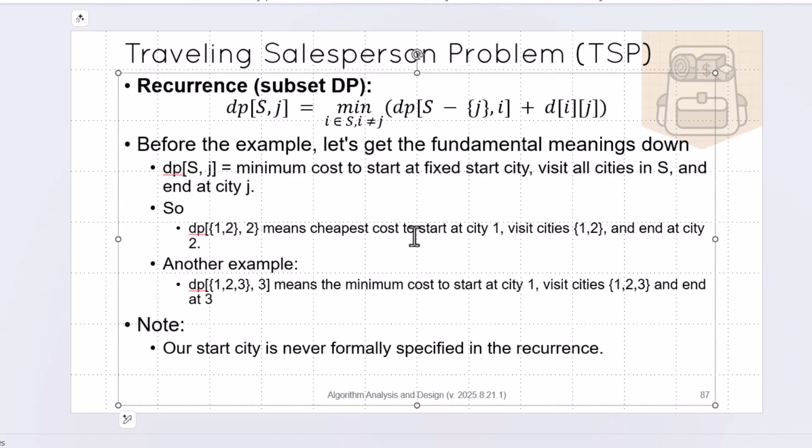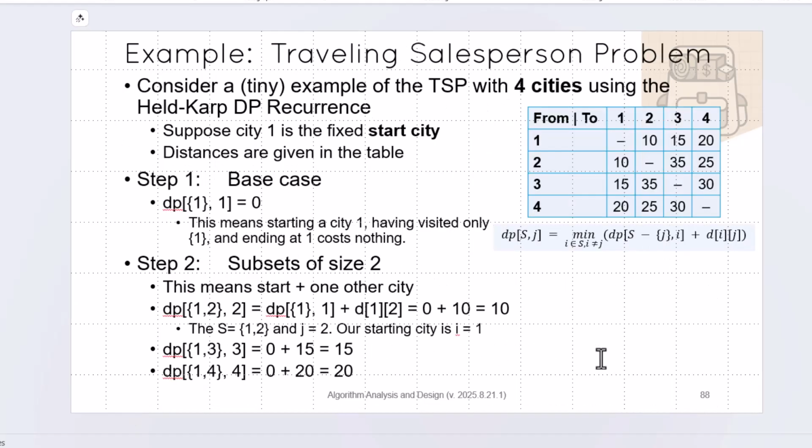It's not visible right here. This is just saying we want to visit cities 1, 2, 3 and end at 3, but we're implicitly saying, let's start at city 1. Our start city is never formally specified in the recurrence, but we declare it before we start the calculations. So here's a very tiny example of a TSP, Traveling Salesperson Problem, with 4 cities using the Held-Karp DP recurrence. Suppose city 1 is the fixed start city, and the distances are given in the table.